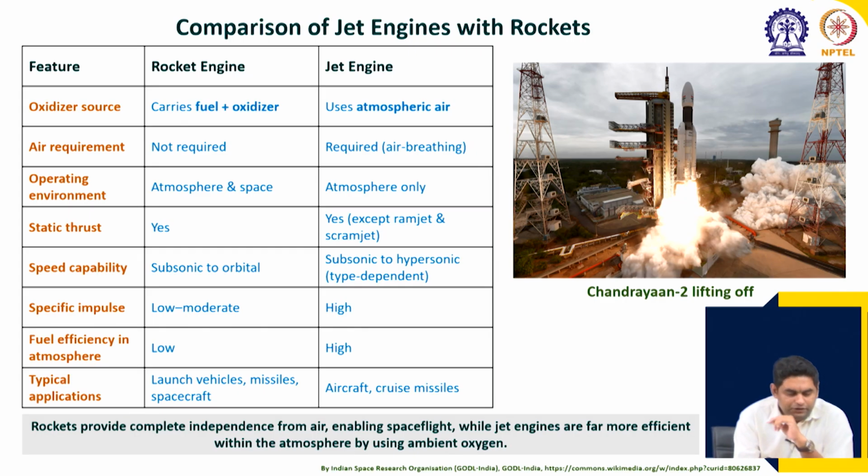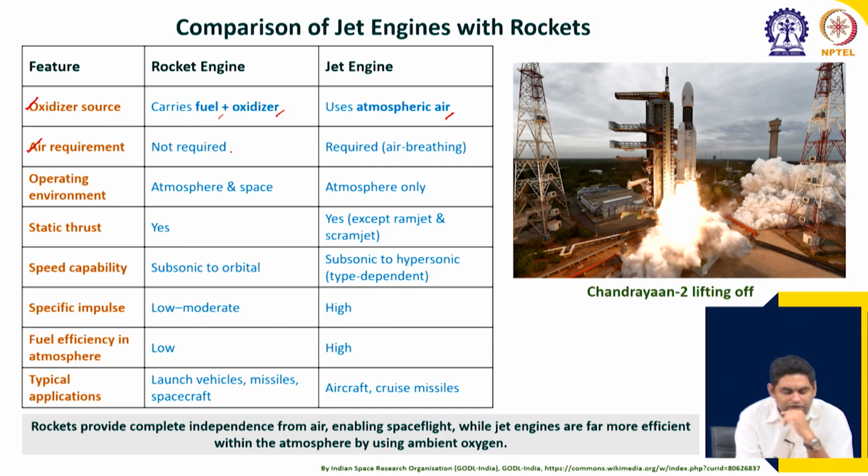So, for rocket engines, as I have already discussed, the oxidizer is carried by the rocket itself. So, rockets carry both the fuel and oxidizer in either solid form or liquid form, like oxygen and hydrogen. Oxygen will be the oxidizer, hydrogen will be the fuel. Jet engines use atmospheric air. So, no need to carry oxidizer, only the fuel is sufficient. Okay. Which means that less mass is needed for generating thrust.